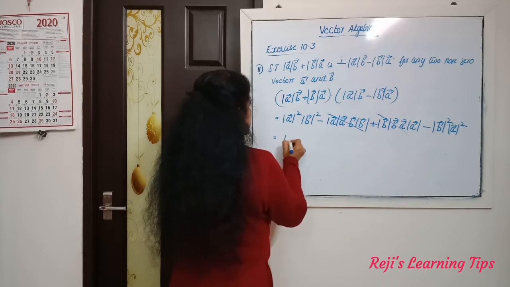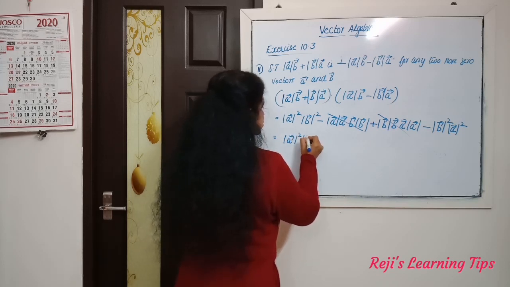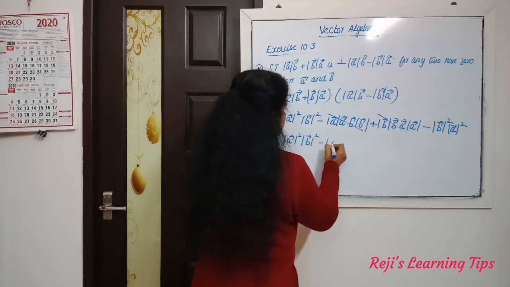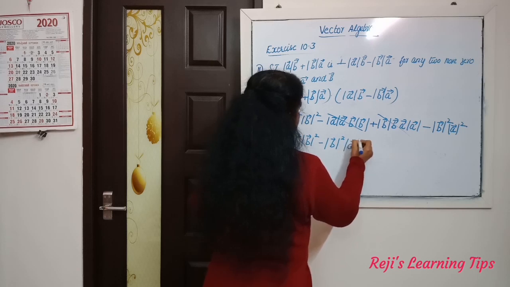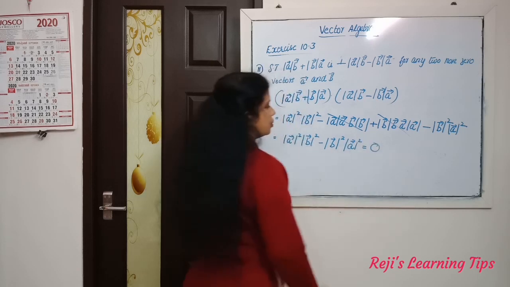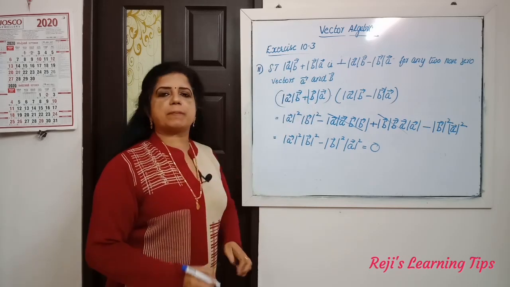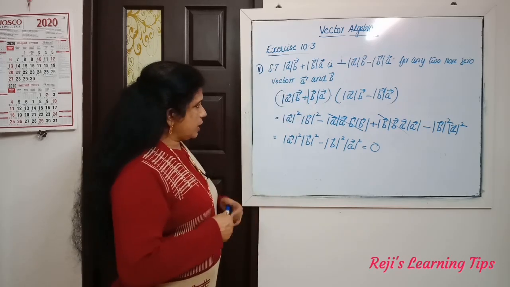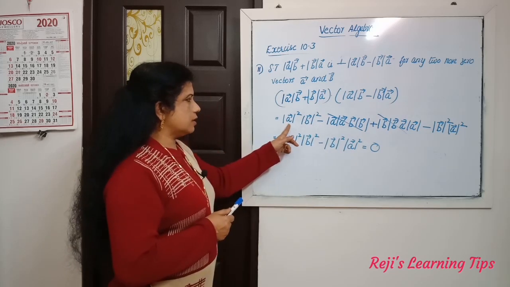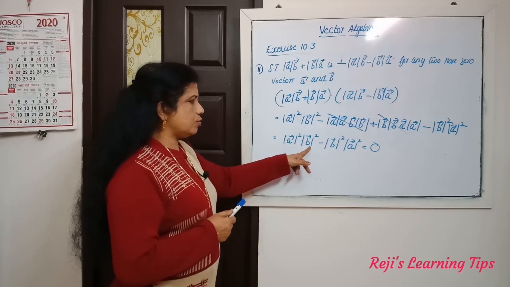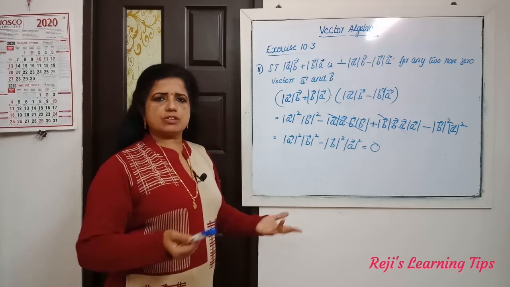Then we will get modulus of A squared times modulus of B squared minus modulus of B squared times modulus of A squared, that is also equal to 0. Then we can say that these two vectors are perpendicular to each other. We should open the bracket only, then we can cancel these two. Then modulus of A squared times B squared minus modulus of B squared times modulus of A squared is equal to 0.